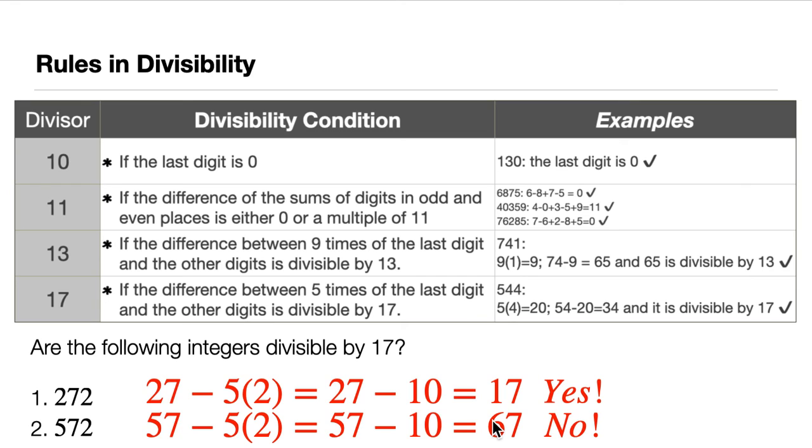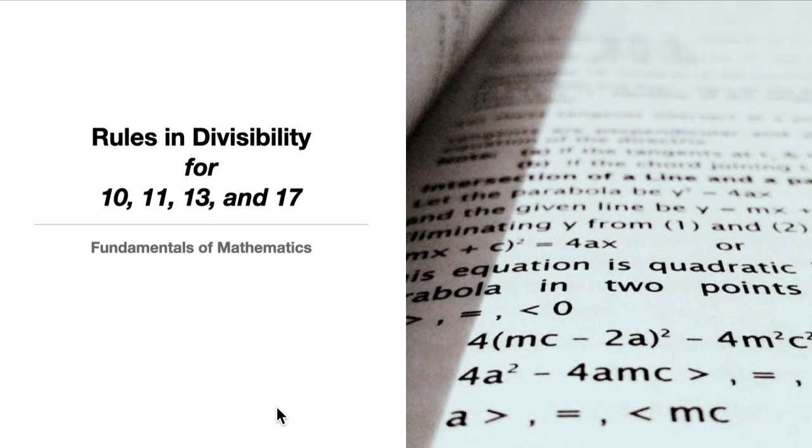So that's the end of our videos on the rules of divisibility. In particular, in this video, we have talked about divisibility rules for 10, that is very trivial; 11, the even and odd place values; 13, similar to 7, only that we multiply the units digit by 9; and 17, also similar to 13 and 7, only that we multiply the last digit by 5. That's the last part of our videos on rules of divisibility, and also a very important topic in fundamentals of mathematics.